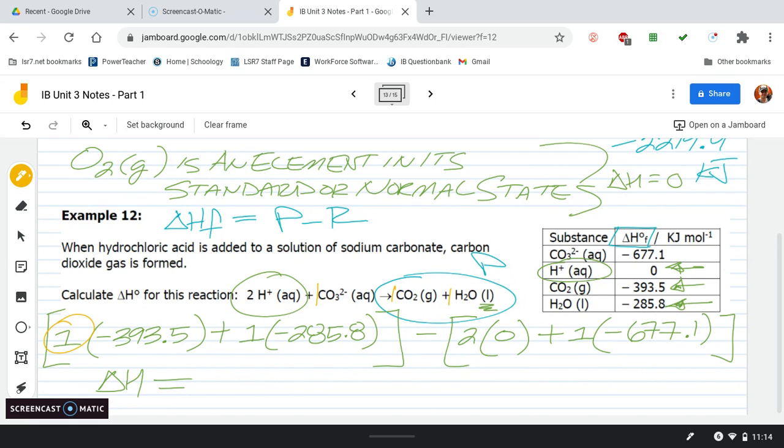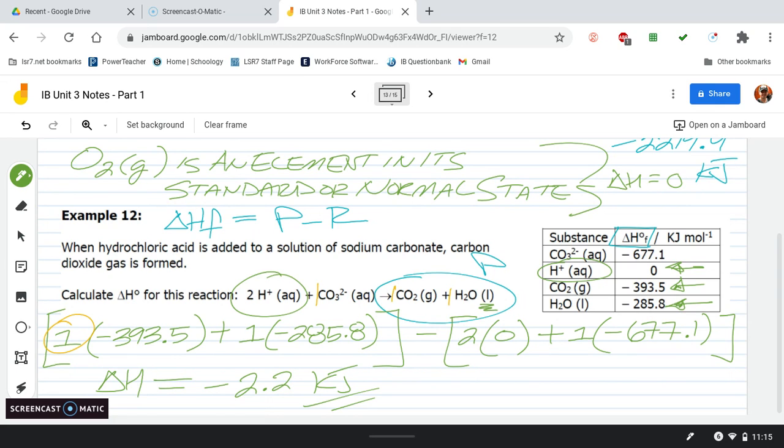Actually, I typed in my calculator wrong, so I'm going to try it again. Negative 393.5 plus the negative 285.8. And then I'm going to subtract, in parentheses, I'm not going to mess with a zero, negative 677.1. And when you do all that work, go through all that effort, you get an answer of negative, did you get it right? 2.2 kilojoules, right? Negative 2.2, right?